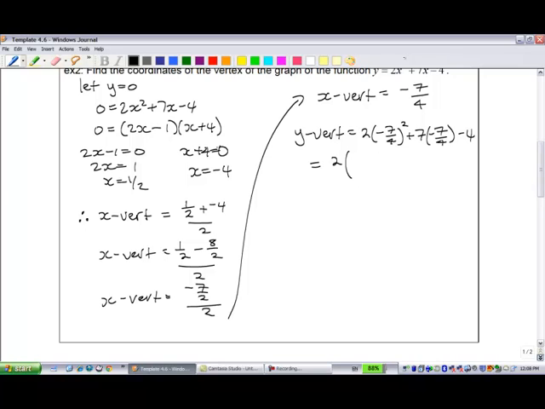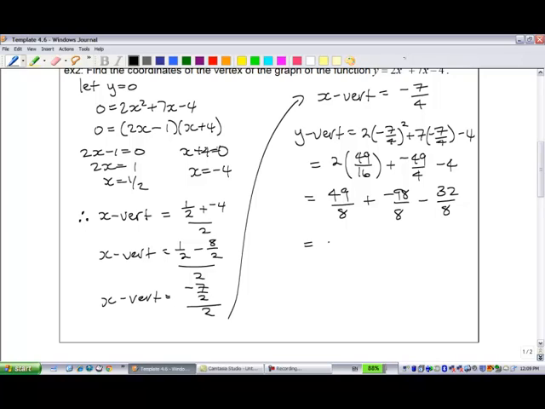Squaring negative 7/4 would be 49/16. 7 times negative 7 is negative 49/4 minus 4. We multiply by 2, which really just reduces, so that's 49/8. Looks like everything needs to be converted to eighths, so let's find a common denominator by multiplying negative 49/4 by 2's. That will give us negative 98/8. And turning 4 into something over 8 would be multiplying by 8, so that would be 32.